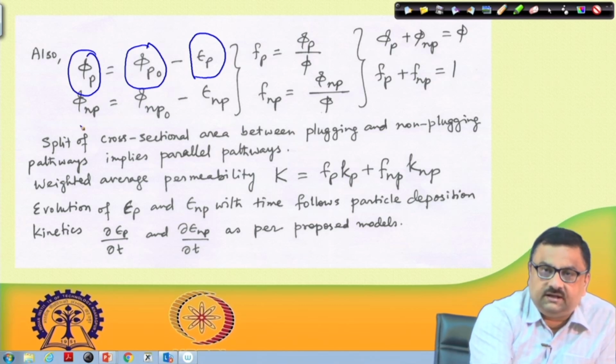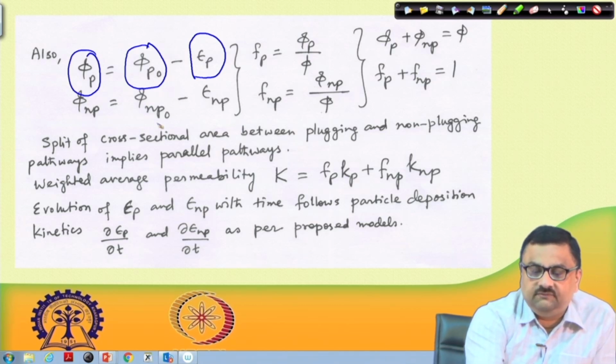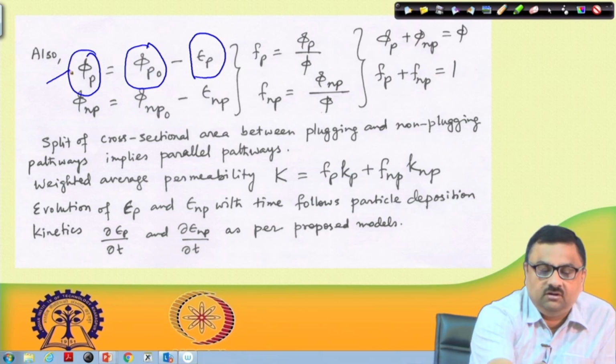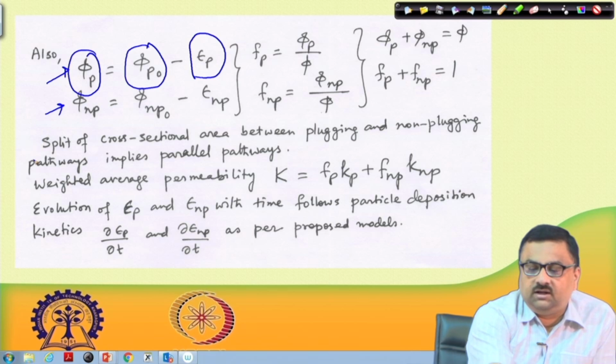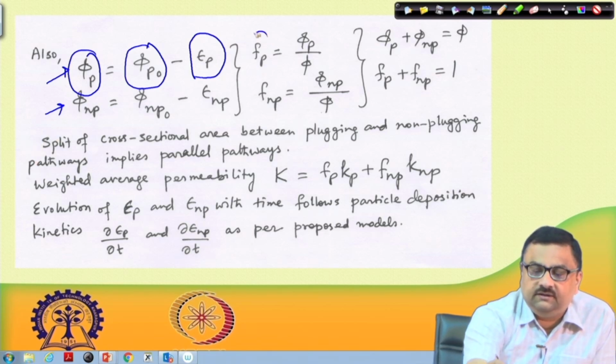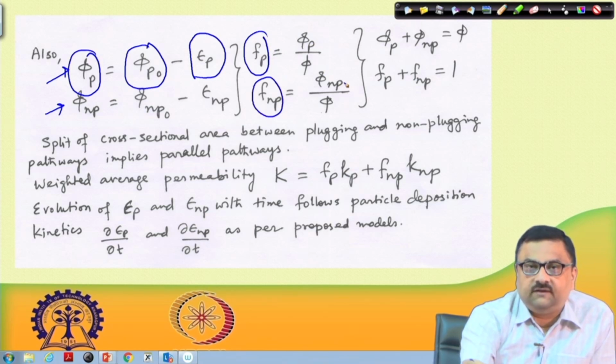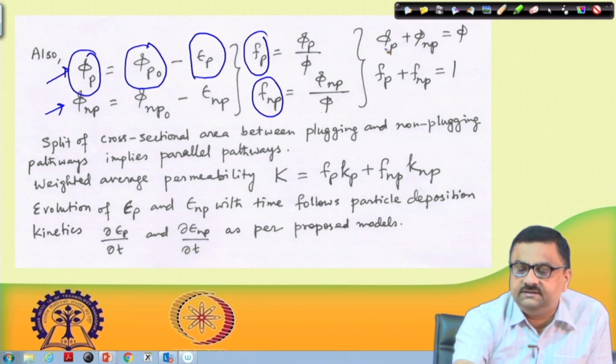So, this is how phi NP is equal to phi NP0 minus epsilon NP. This is something you can do for plugging and for non-plugging. Now one can define something called Fp, the fraction, as phi p divided by total phi, and Fnp as phi NP divided by total phi. Since the sum of these is phi, the sum of these fractions Fp and Fnp has to be equal to 1.